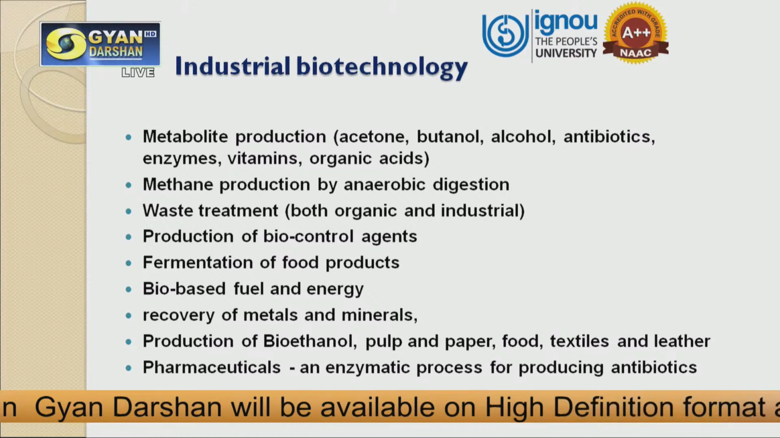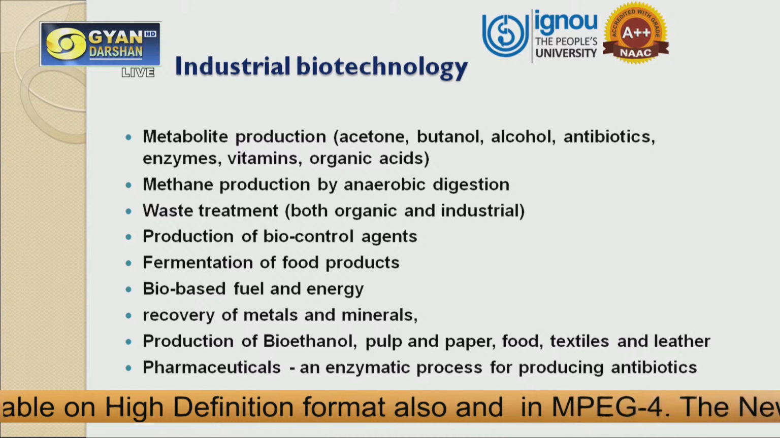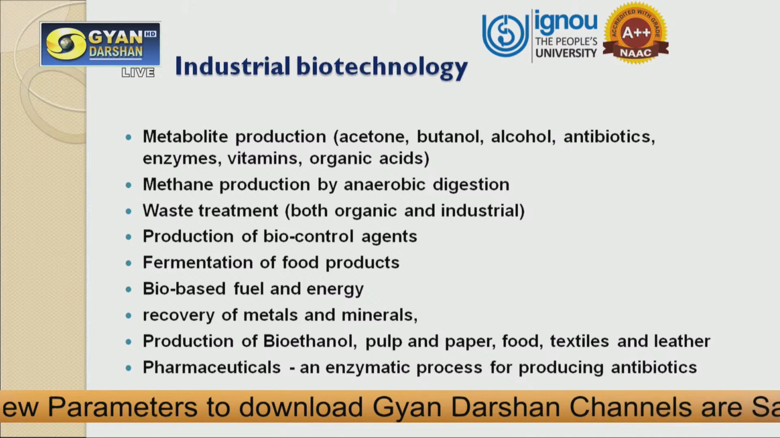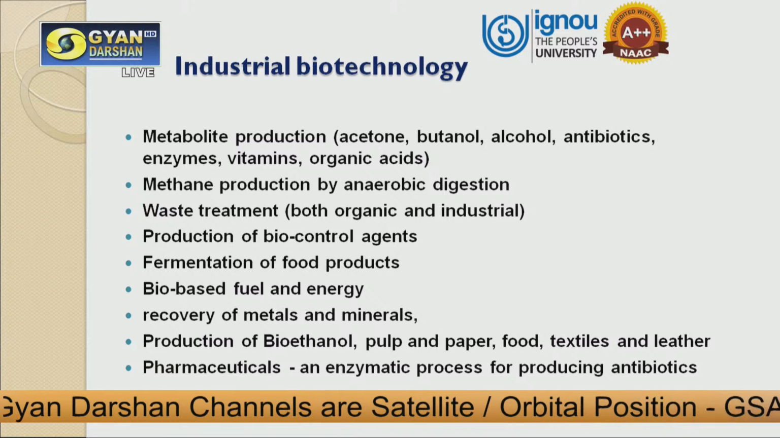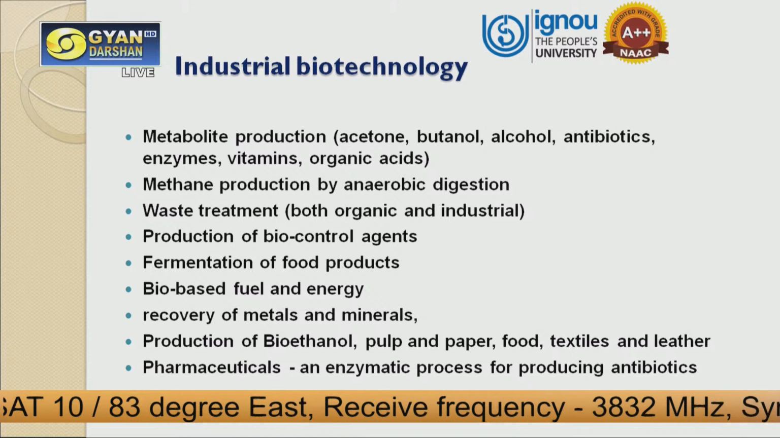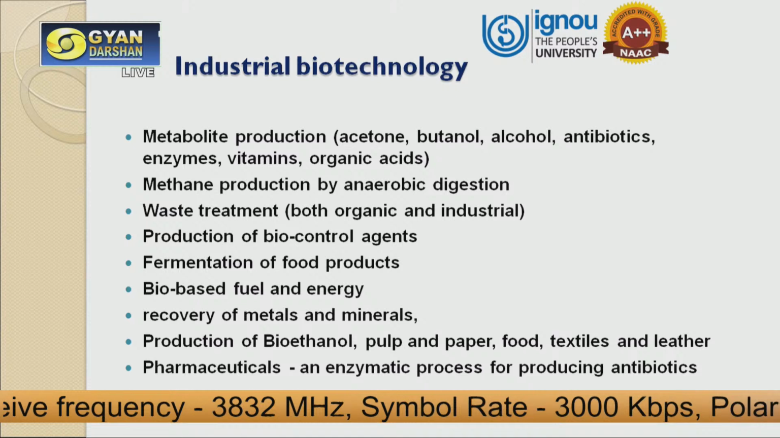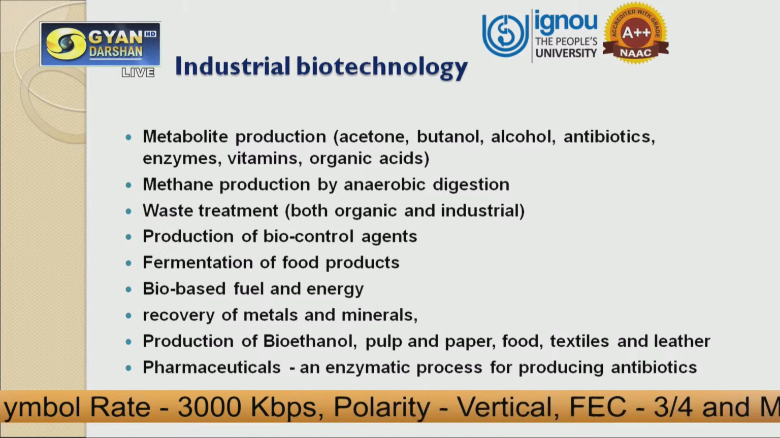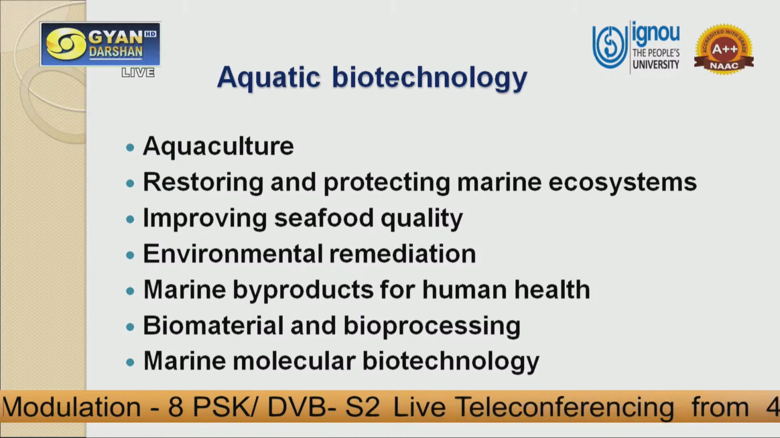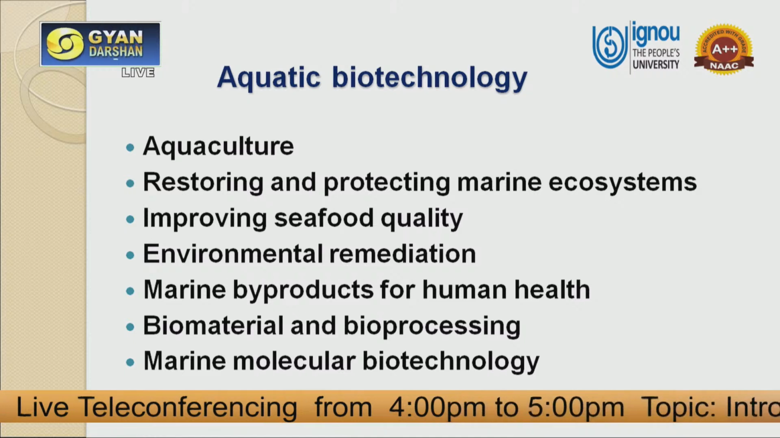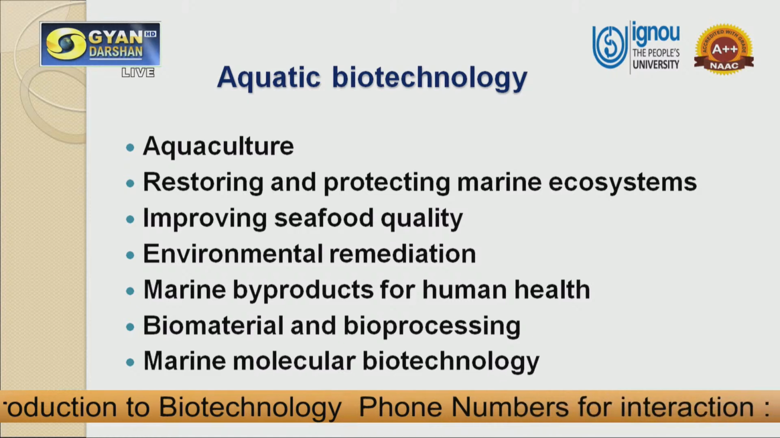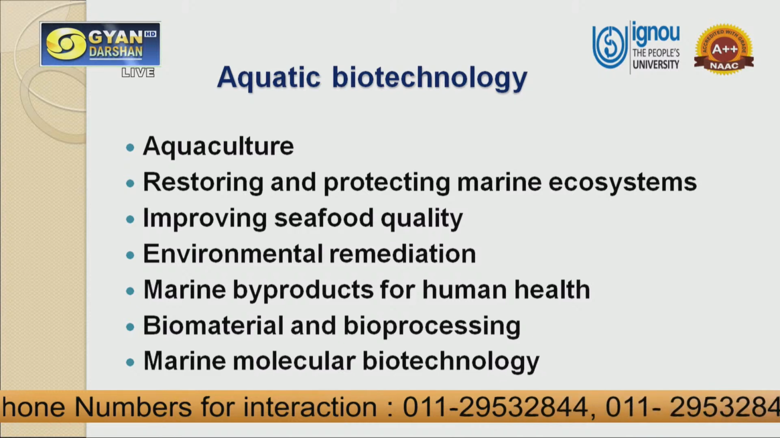Then comes industrial biotechnology. Any commercial use of the products comes under this category. If I quickly go through it, it is metabolic production, for example, acetone, butanol, alcohols, etc. Then methane production by anaerobic digestion, waste treatment, production of biocontrol agents, fermentation of food products, bio-based food and energy, recovery of metals and minerals, production of bioethanols. Even pharmaceuticals, everything has a commercial value, so these examples can be covered under industrial biotechnology. Then comes aquatic biotechnology. From the term itself, you can make out that it is the role of biotechnology in aquaculture, restoring and protecting marine ecosystems, improving seafood quality, environmental remediation, marine byproducts for human health, biomaterials and bioprocessing, and marine molecular biotechnology.